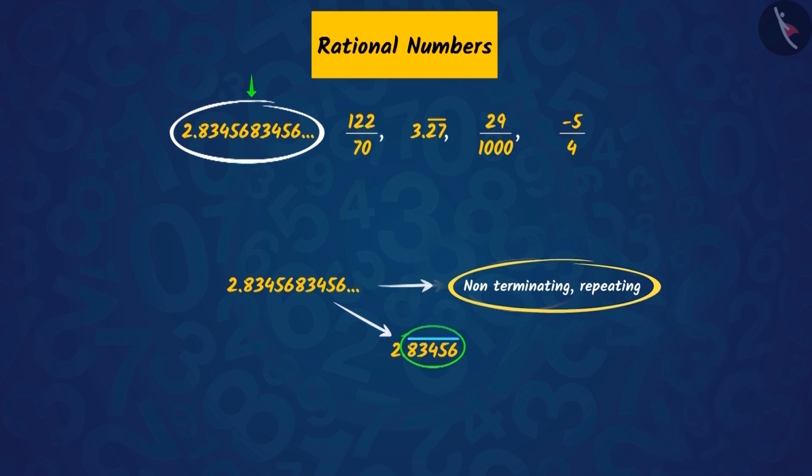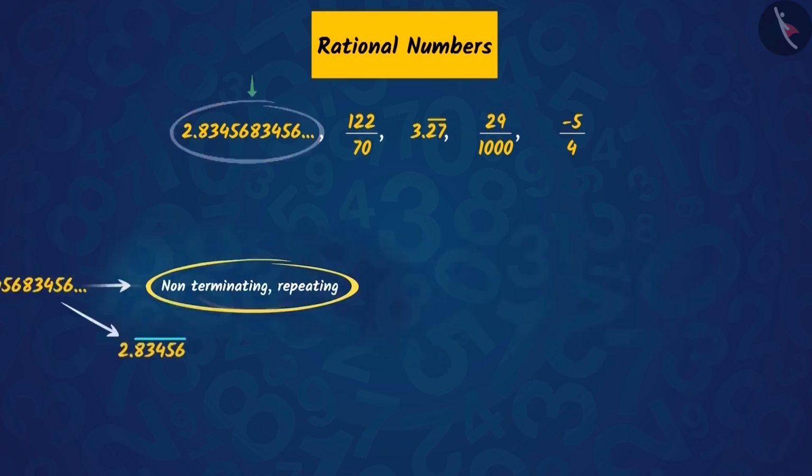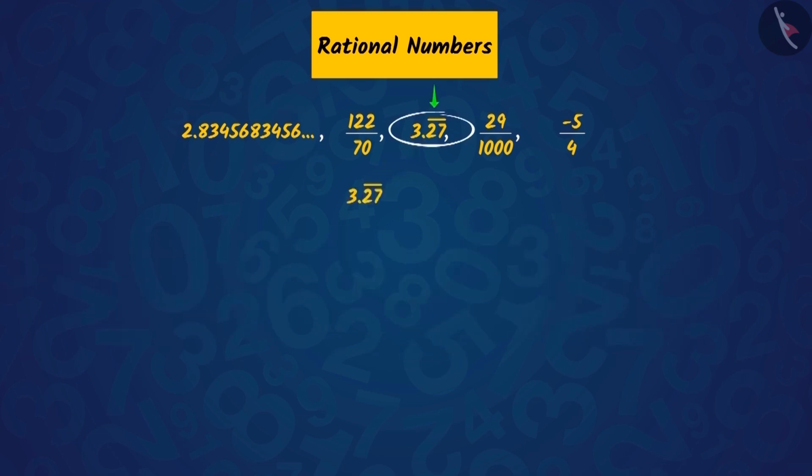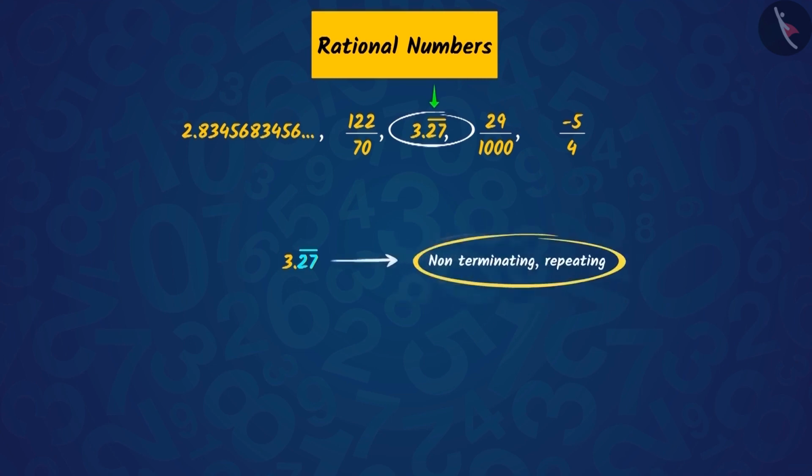This bar above the digits represents the group of digits that are recurring. Like in this number, the digits 2 and 7 are recurring. So, the decimal expansion of this rational number will be non-terminating, repeating. So, we can say that if a number has a digit or a group of digits with this bar above them, the decimal expansion of that number is non-terminating, repeating.